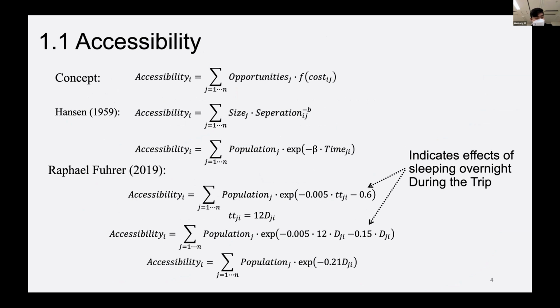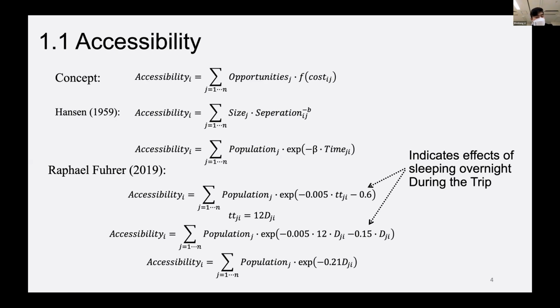What is accessibility? Accessibility is the indicator used to indicate the available possibility of a certain place. So it relies on two factors. The first one is the opportunity distribution, and the other one is the travel cost to obtain those opportunities. As you see in the first equation, the accessibility of location i is calculated by the sum of all possible opportunities obtained from all places, weighted by the cost it takes in time.